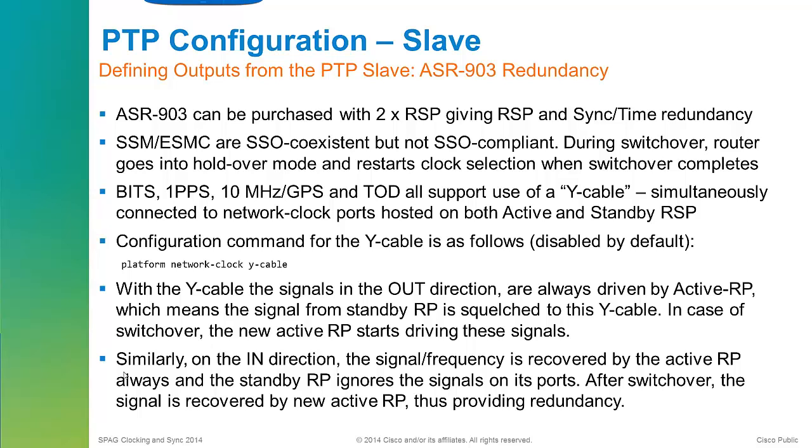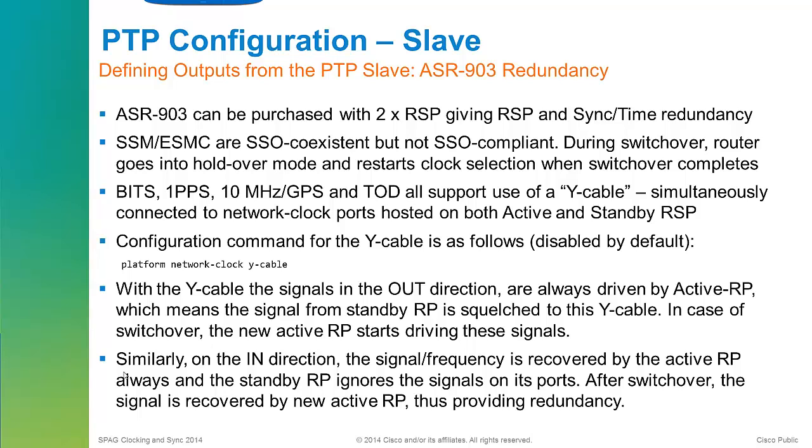The interfaces on the 903 all support the use of a Y cable. So you can have a bits or a 1 pulse per second, 10 meg, time of day come in and have a Y cable, which will be simultaneously connected to both the active and the standby RSP. And if you do that, you need to configure the Y cable. You say platform network clock Y cable. And what happens is when you turn on the Y cable, that means all the outgoing signals are only ever driven by the active processor. The standby processor squelches its output.